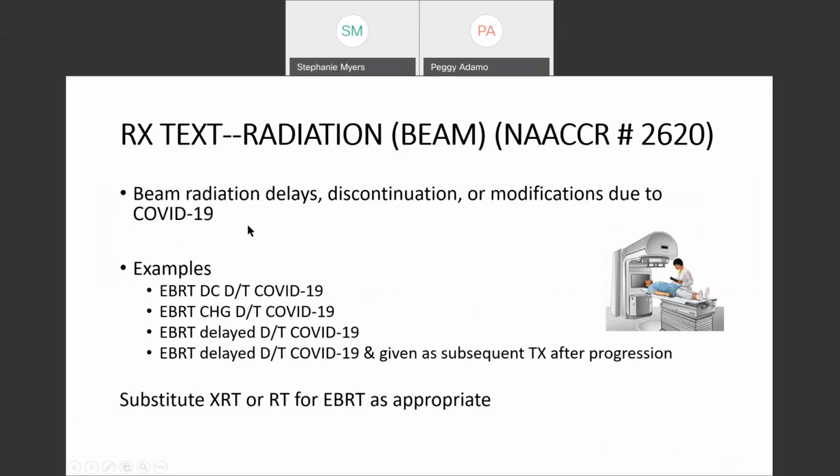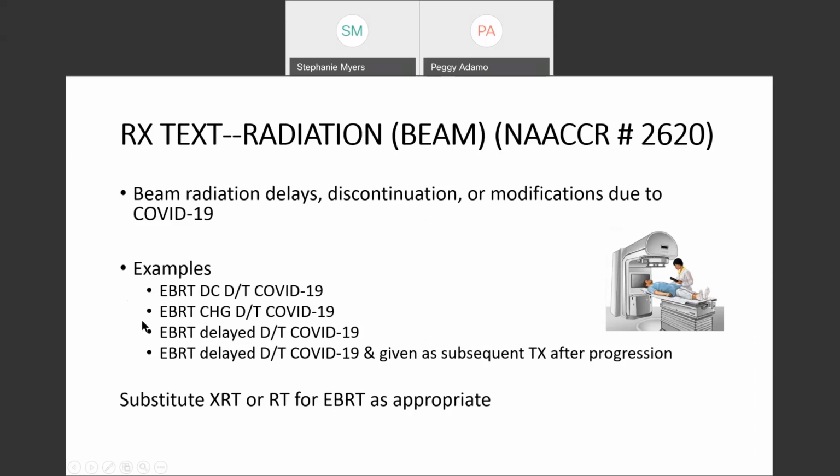So when there's medical documentation available indicating that beam radiation was discontinued or the plan was changed because of the pandemic, record external beam radiation therapy, EBRT, discontinued due to COVID-19. And in place of EBRT in any of these examples, you could substitute XRT or RT as appropriate for your individual situation that you're abstracting.